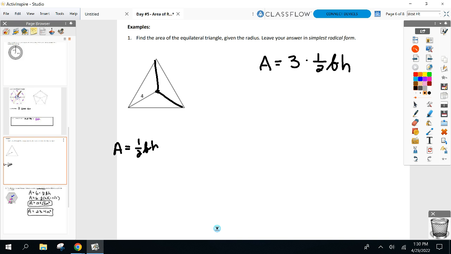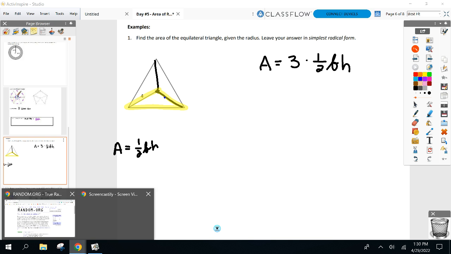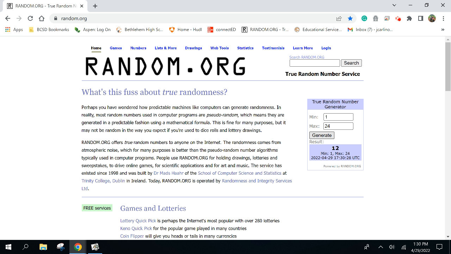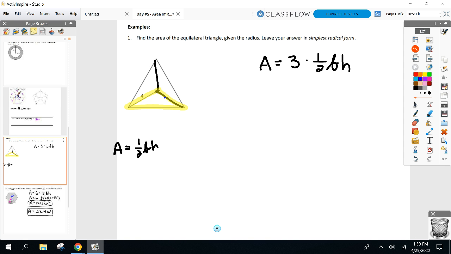Can anybody find that angle for me? Because I'm about to cut it in half when I draw the height. You guys are going to help me find the area of this highlighted triangle right now. What's the area of that highlighted triangle? What's the angle up top? Angle up top right here. Need to know that angle. They're all congruent, remember.